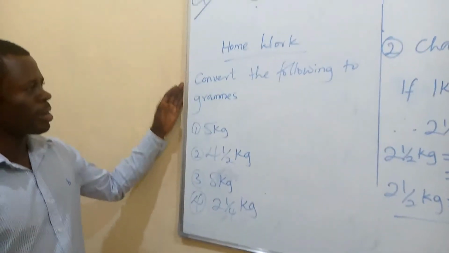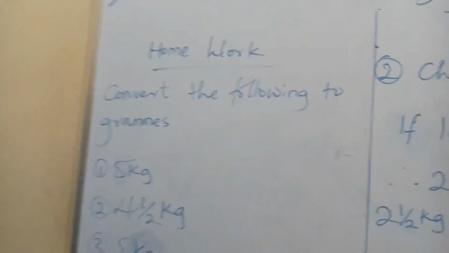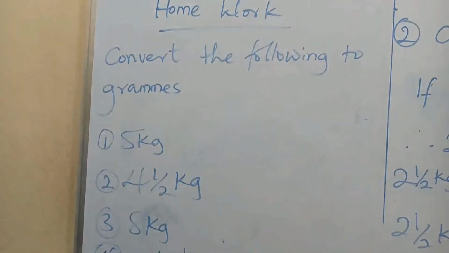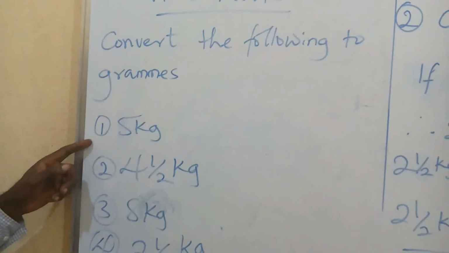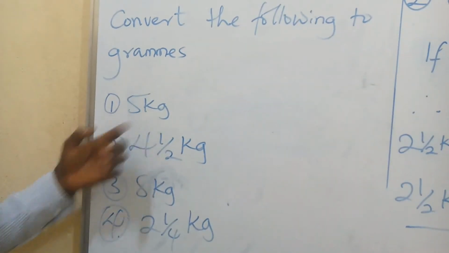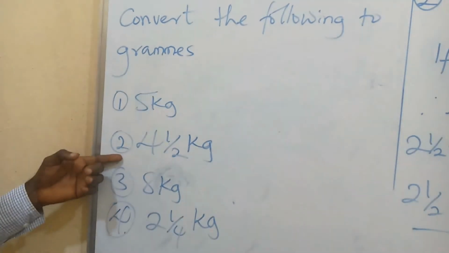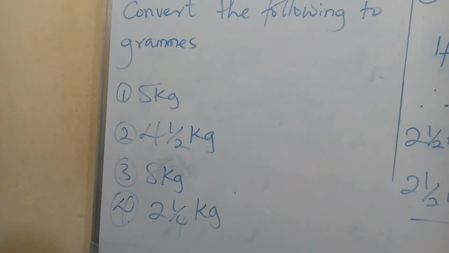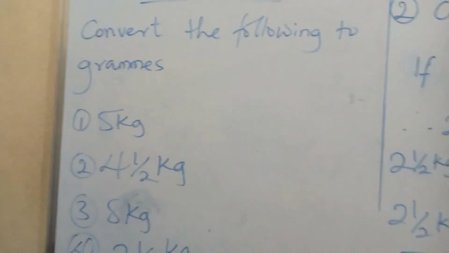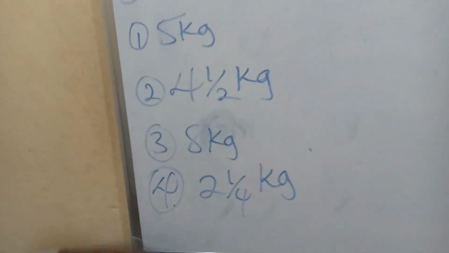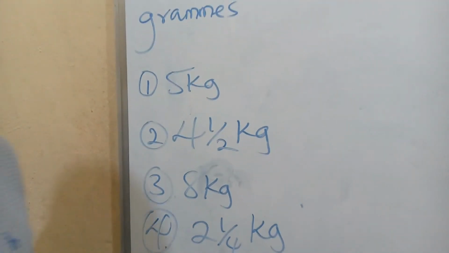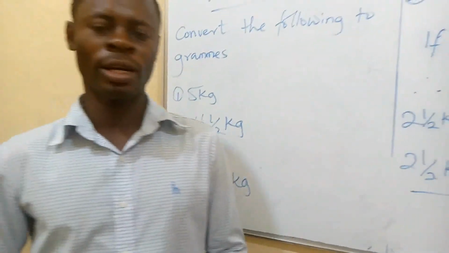Alright, here are the few questions I have for your assignment or homework. Convert the following to grams. Number 1, 5 kilograms. Number 2, 4.5 kilograms to grams, and 8 kilograms to grams, and also 2.25 kilograms to grams.